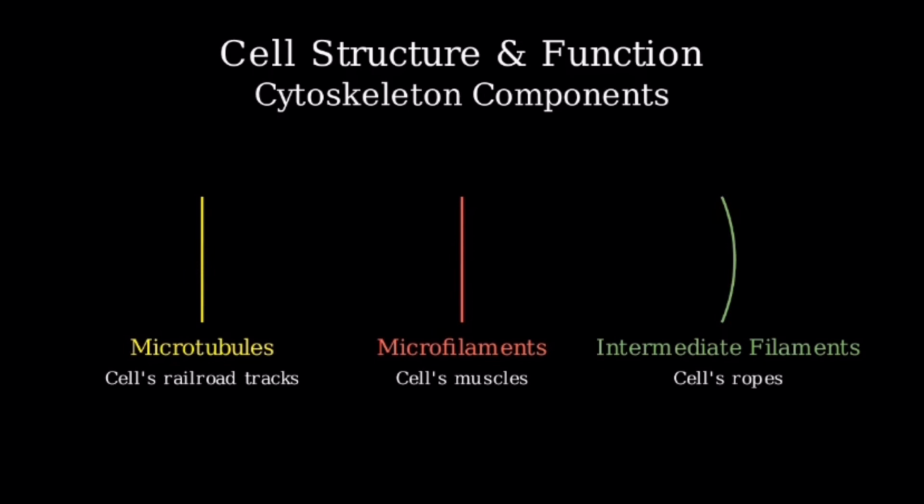Microtubules are like the cell's railroad tracks, providing a framework for the movement of organelles and molecules. Microfilaments are like the cell's muscles, providing contractile forces that allow the cell to move and change shape. Intermediate filaments are like the cell's ropes, providing additional support and structure to the cell.